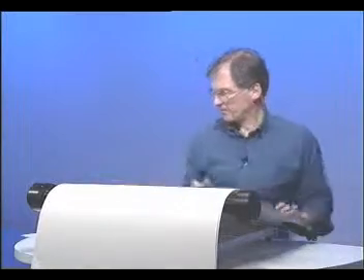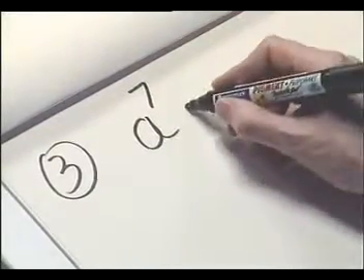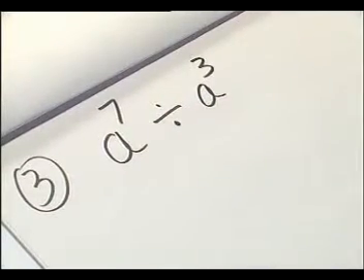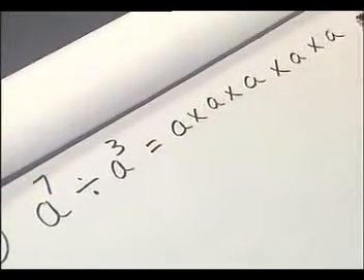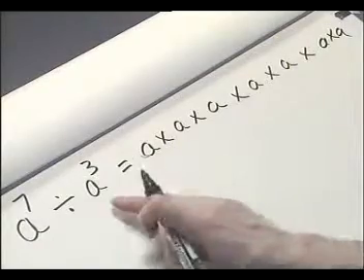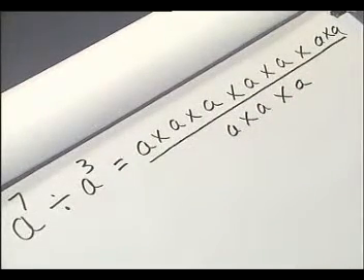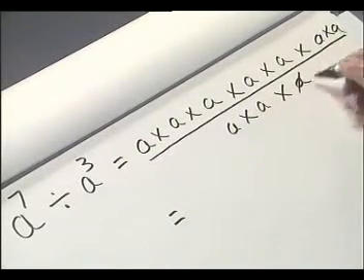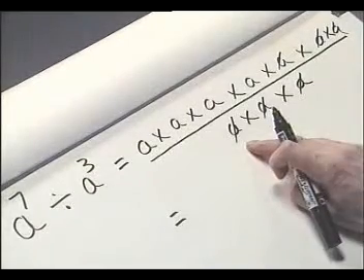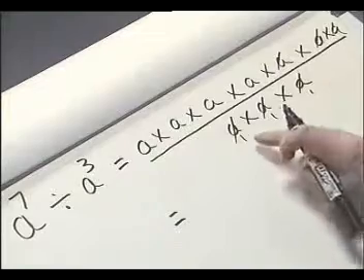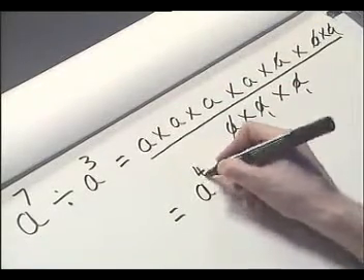Let's now have a look at our third rule. For this, let's take a to the 7th and let's divide it by a to the power 3, or a cubed. Well, a to the 7th means a multiplied by itself 7 times. Divided by, so let's divide it by, a multiplied by itself 3 times. And now we can begin to cancel some common factors. So there's a common factor of a. And again, there's another common factor of a. And again, there's another common factor of a. So on the bottom here, we've really got 1, 1, and 1. So 1 times 1 is 1, and on the top, a times by a times by a times by a.